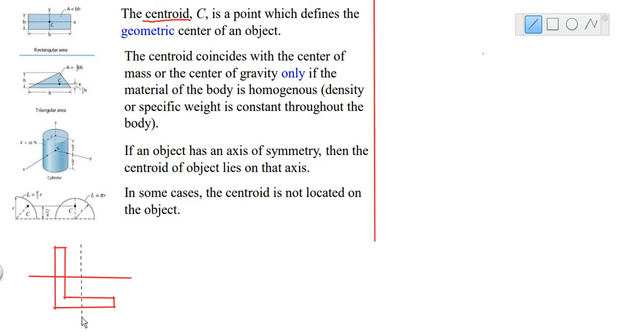So there are my two sets of axes. There's my x axis, there's my y axis, and where they intersect, that's the position of the centroid. Now this here talks about that. I'm not sure about this. It says in some cases the centroid is not located on the object. So the centroid here is actually sitting in space somewhere.